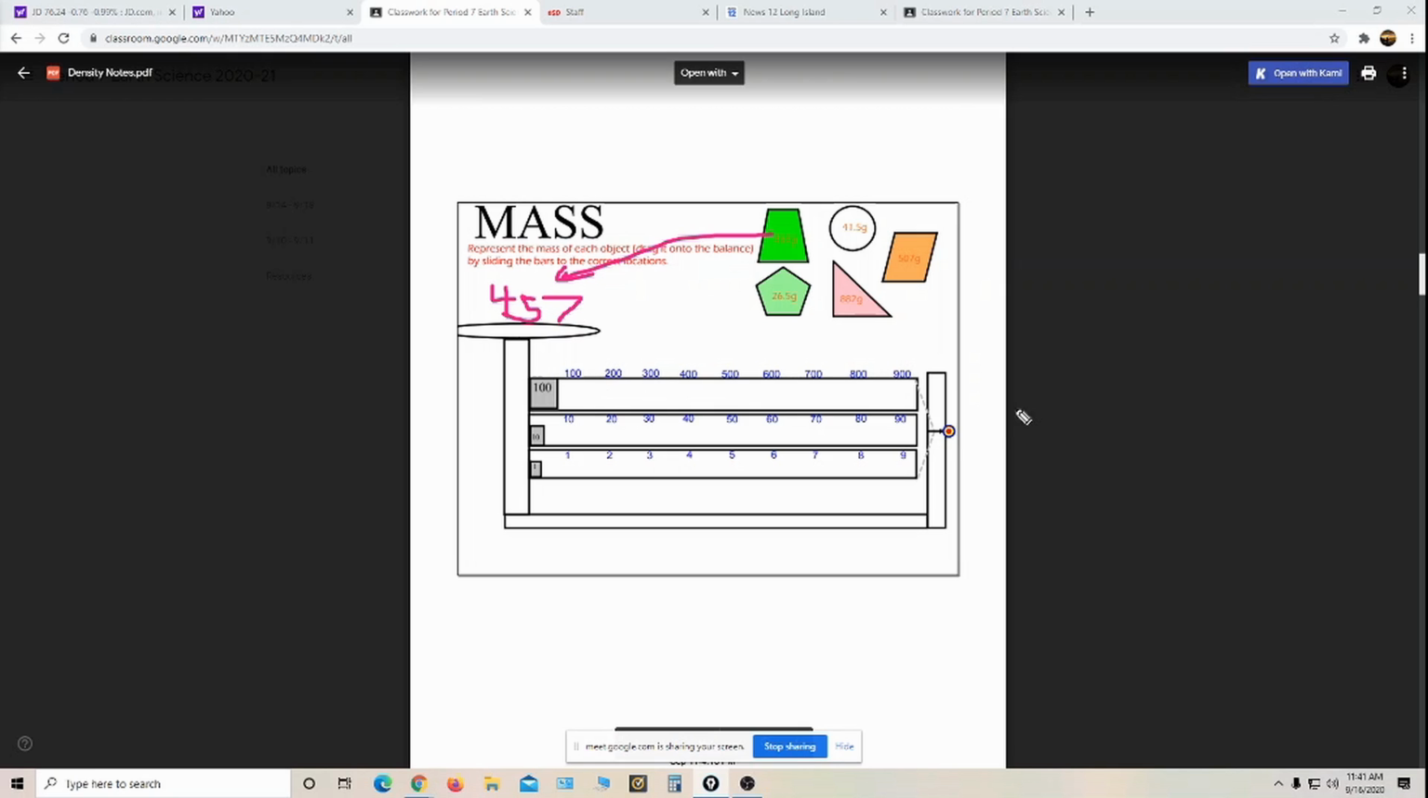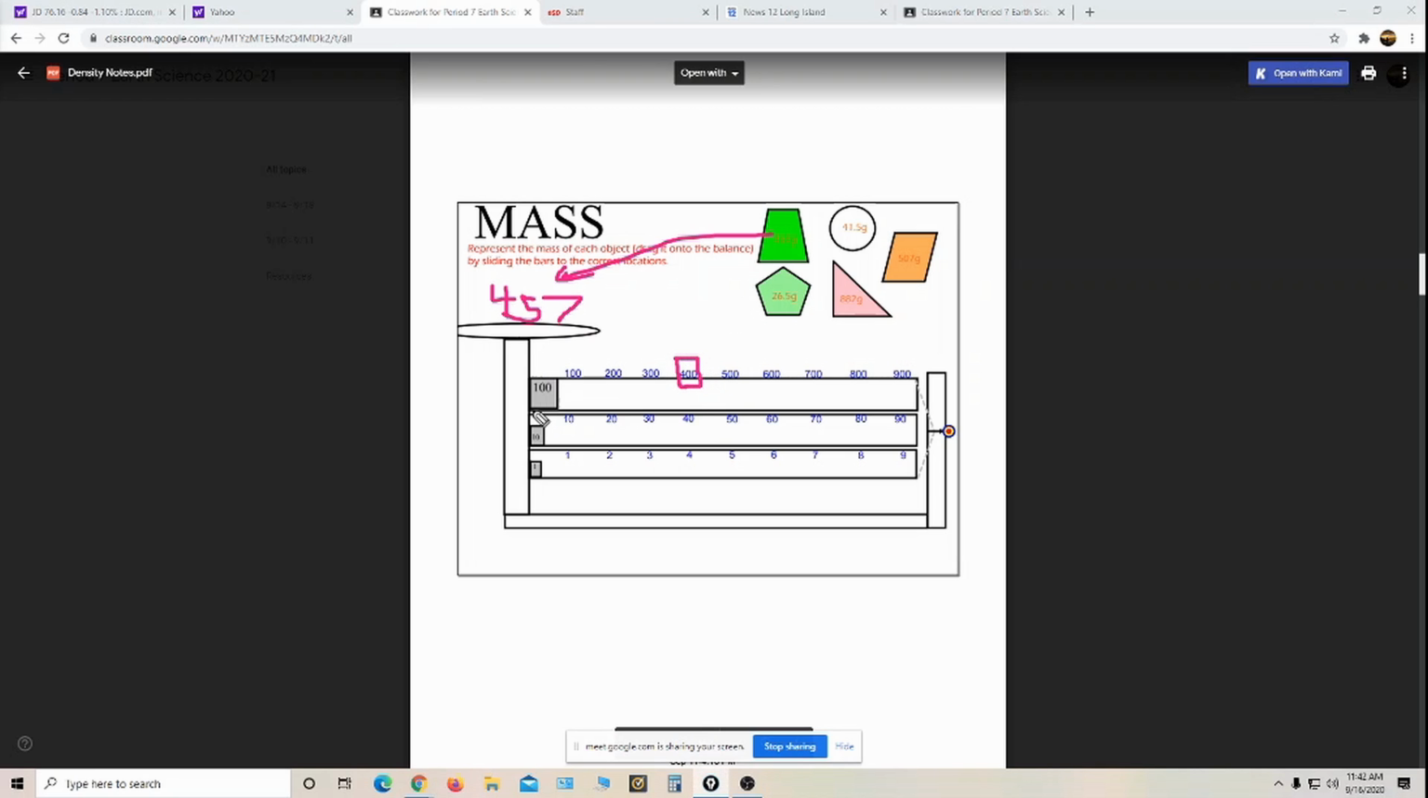457, the way it works is this is zeroed. Remember we talked about zeroing a balance for precision and accuracy? You slide the weight to the right, and if it's 457, it's going to tip when you go higher than 457. So you'll get up to 500, and then you have to back up one, so the slide would end up right here.